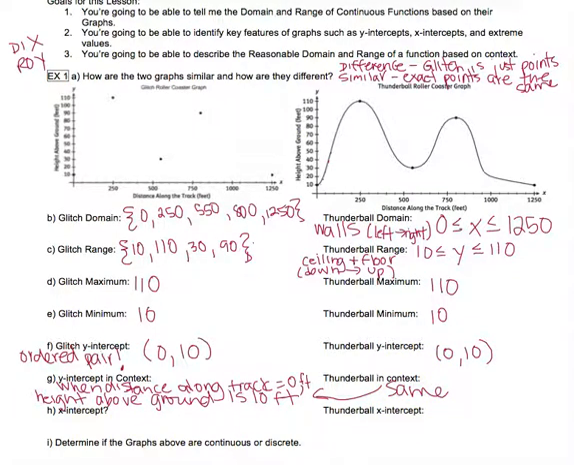X-intercept would be the place where it crosses the x-axis. So I look on the x-axis and I don't see anything. So there is no x-intercept. Same thing on the thunderball, nothing to report.